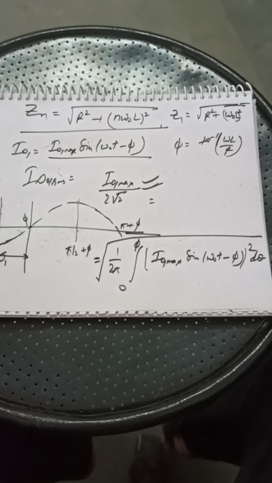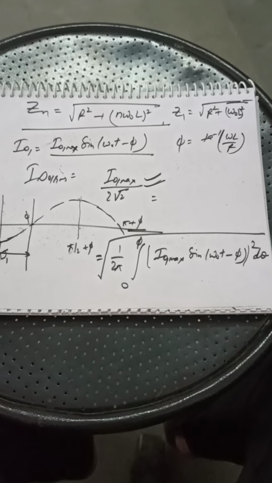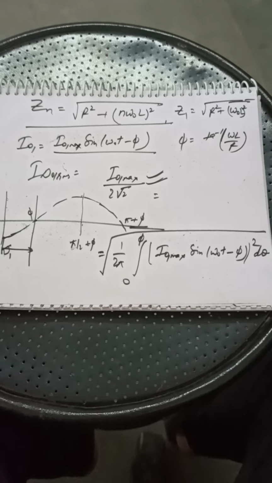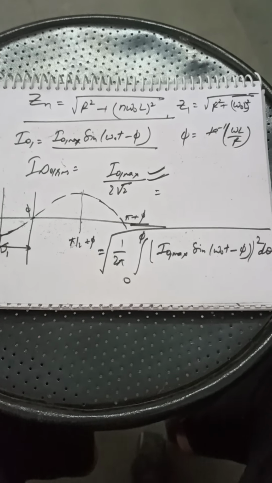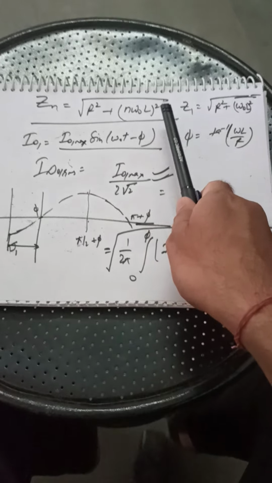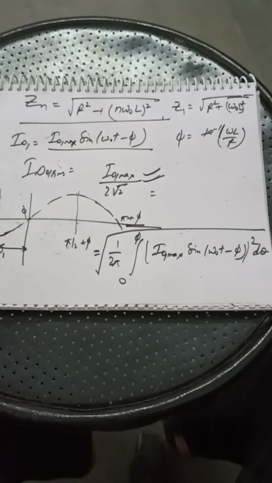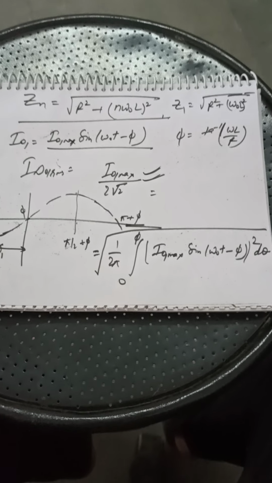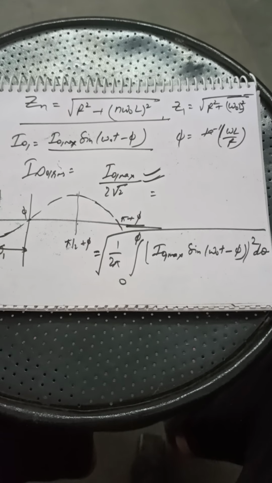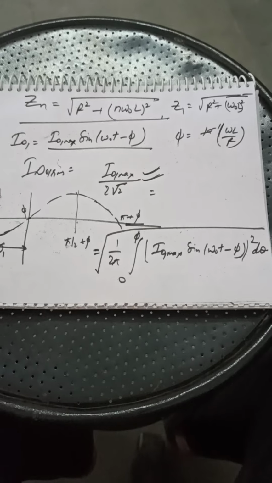Okay, we can also do one more thing. If we have a load consisting of an inductor as well as a capacitor, then we will keep R as it is. Instead of n omega naught L, we will put n omega naught L minus 1 upon n omega naught C, and then we will get the value of Zn. So it's quite easy and simple to implement.